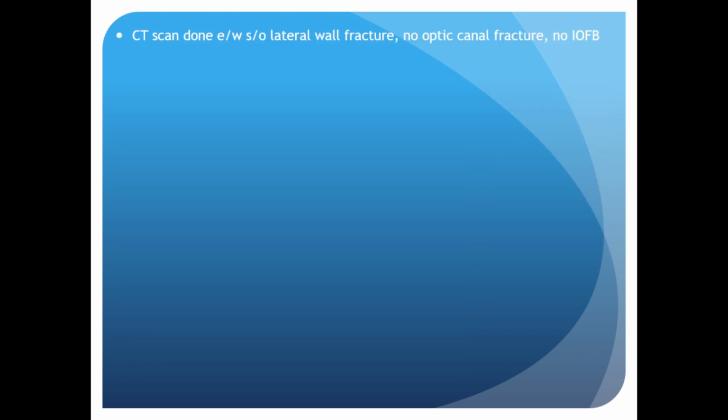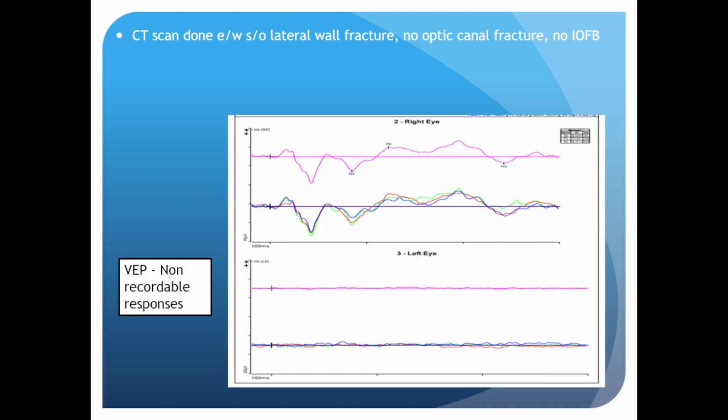A CT scan was also done for this patient to check whether an optic canal fracture is there or not. Sometimes, if the patient has an optic canal fracture, there will be impingement of the nerve, and that can lead to no PL also. There was no intraocular foreign body. Then we did the VEP. VEP was not recordable. You can see, this left eye is not recordable.